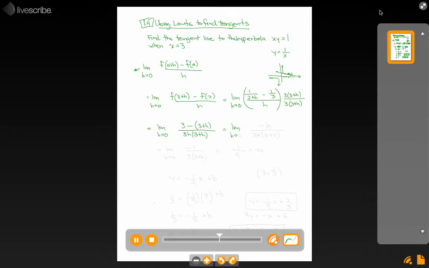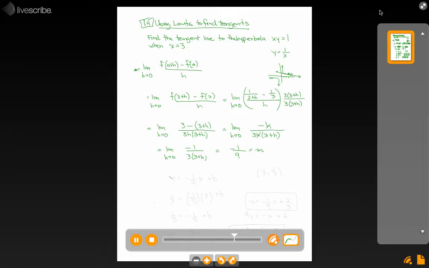So now I do have the limit as h goes to 0 of, notice the numerator here is negative h. 3 minus 3 is 0, and it is minus h, because I was careful with my brackets, over 3h times 3 plus h. The good thing about not bothering to multiply out the denominator is you realize, oh, there's an h on the bottom and an h on the top. They can cancel. The limit as h approaches 0 of negative 1 over 3 times 3 plus h is just going to be negative 1 over 3 times 3, which is 9. So the slope of my tangent line is negative 1/9.